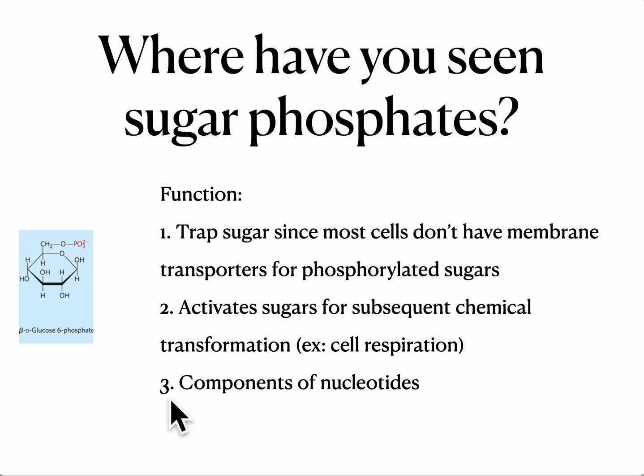The third function is that sugar phosphates are actually components of nucleotides. Remember that a nucleotide is composed of a phosphate connected to a sugar connected to a nitrogenous base. So if you see this sugar as connected to the phosphate, which becomes a sugar phosphate, then sugar phosphates are a part of nucleotides. So these are the significance of the sugar phosphates.